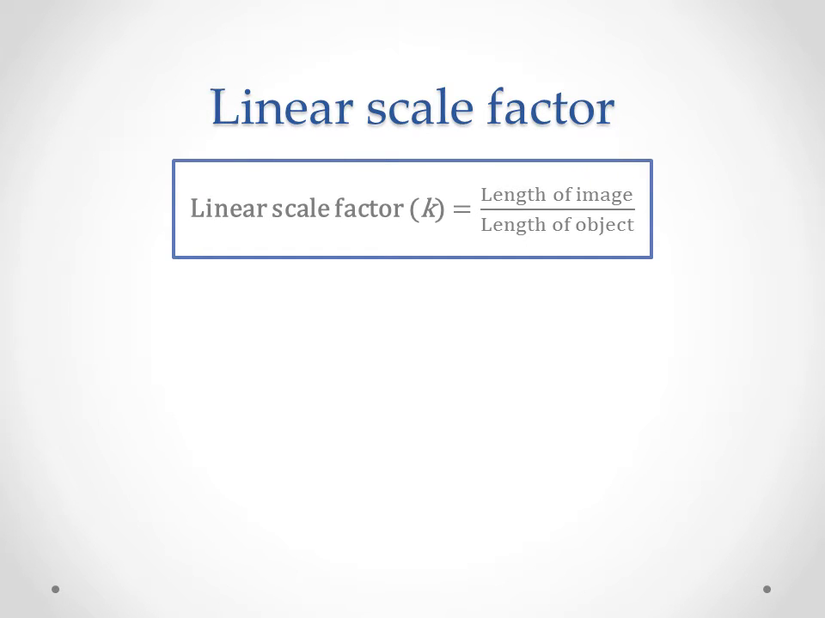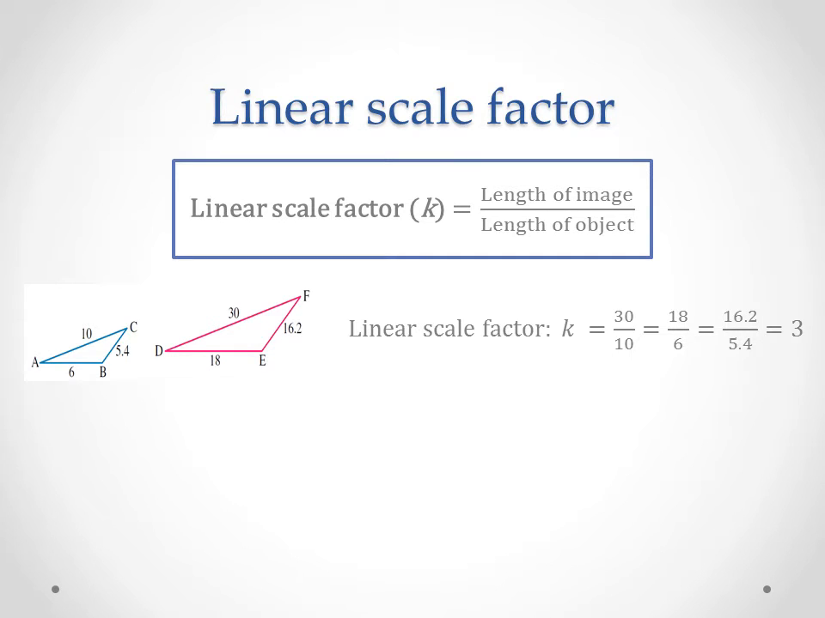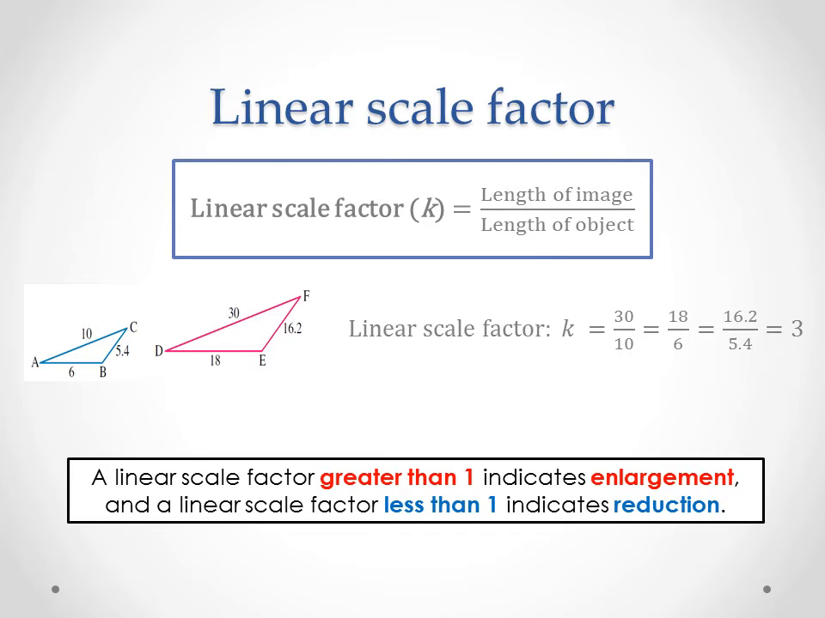So when we calculate the linear scale factor K, all we have to do is take the length of the image and divide that by the length of the original object. For the two triangles we were looking at on the previous slide, the linear scale factor is K equals 30 divided by 10, which will be the same as any of the other corresponding sides, and we get that K is 3. That means that the triangle has been enlarged.